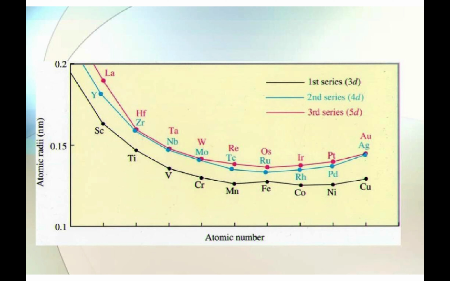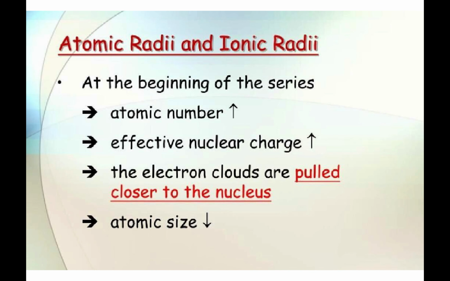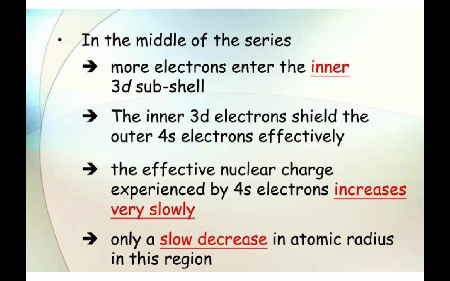The curves of the figure show an increase from the first 3D to the second 4D series of the elements, but the radii of the third 5D series are almost the same as that of the corresponding members of the second series. At the beginning of the series, the atomic number increases, the effective nuclear charge also moves up, and the electron clouds are pulled closer to the nucleus. That is why the size of the atom will decrease.